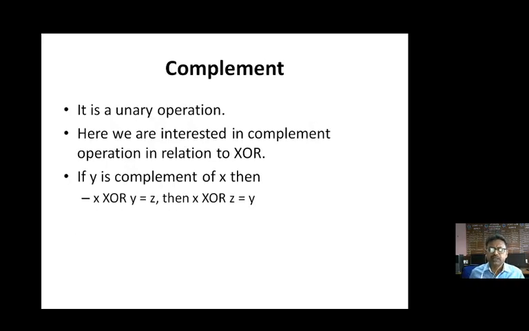The next component is the complement. Of course, the complement is a unary operation, and in this modern block cipher, we are more interested in the complement operation in relation to the XOR operation. Suppose Y is a complement of X, then X XOR Y is equal to Z. Then X XOR Z will give you the Y value.